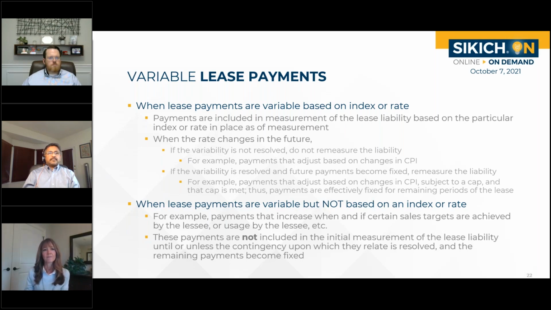As for variable lease payments that are not based on an index or rate, for example, rent payments that are based on tenant sales, or lease payments for a truck based on miles driven, they are not included in the initial measurement of the lease liability, and they would not trigger the need to remeasure the lease liability until or unless they would meet some condition that effectively fixes those payments. Greg has some examples incorporating variable lease payments.